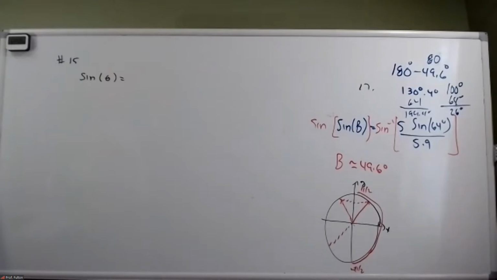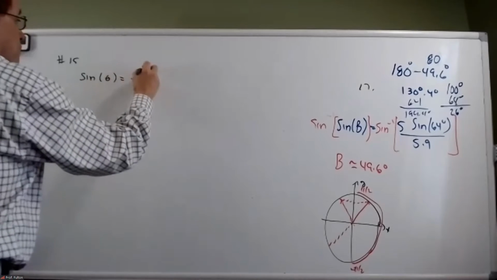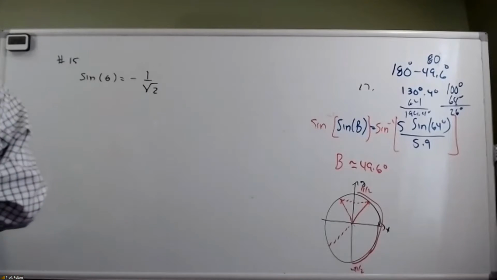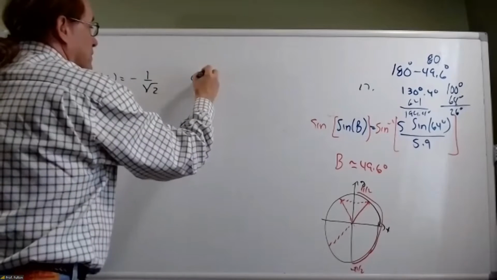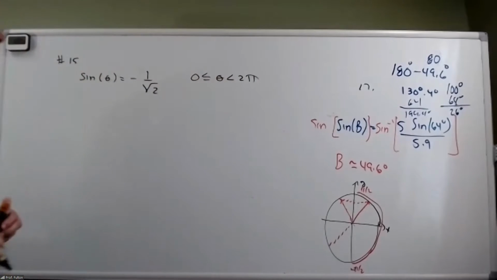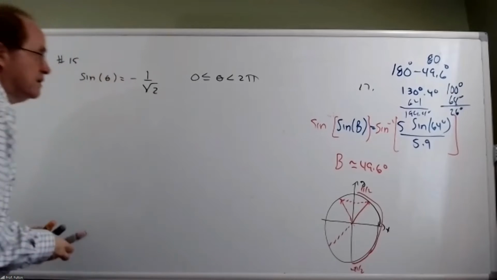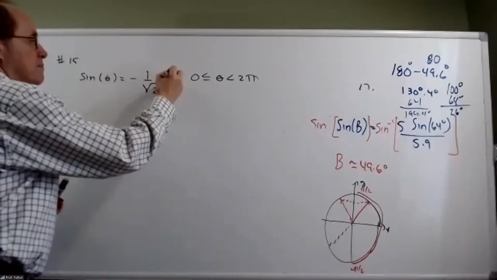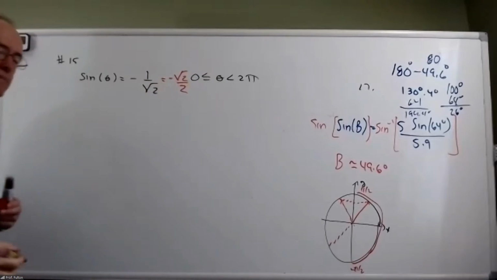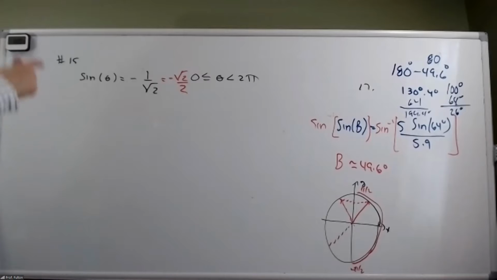Sine theta is equal to negative 1 over the square root of 2, and we're on the interval from 0. So 0 is less than or equal to theta, which is less than 2 pi. Now, you might recall that this is equivalent to minus the square root of 2 over 2. They're the same thing. Now, for this one, that's one of those special numbers, so I would go right to the unit circle.